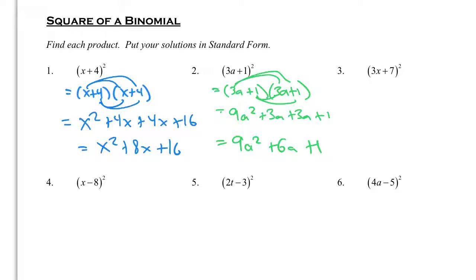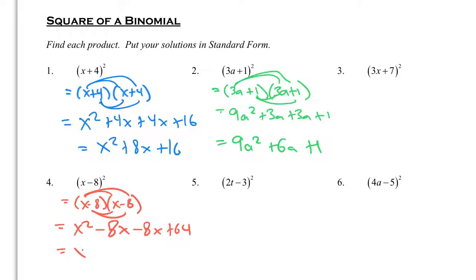I'm going to skip around a little bit. Let's do number 4 and 5. So number 4, x minus 8 squared is x minus 8 times x minus 8. You write it twice. And then let's distribute: x squared, minus 8x, minus 8x, and plus 64. And so what do I get? x squared minus 16x plus 64. One more.